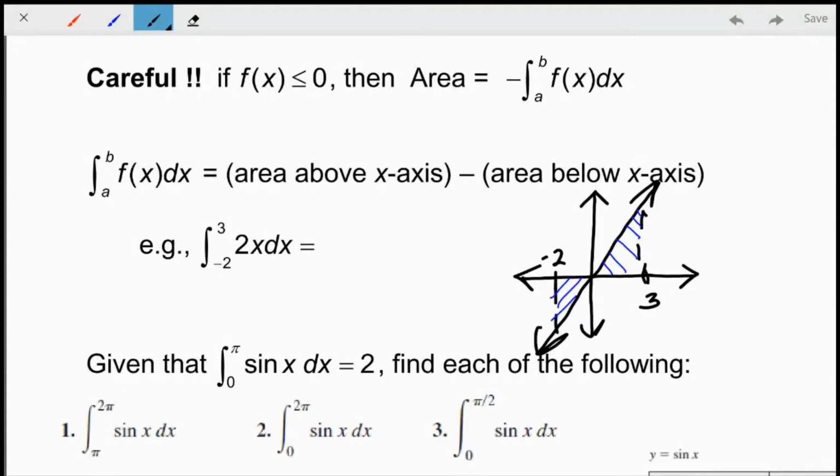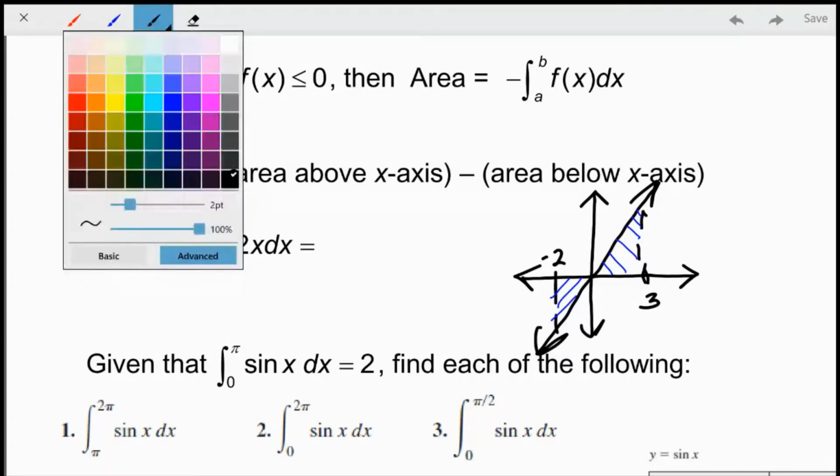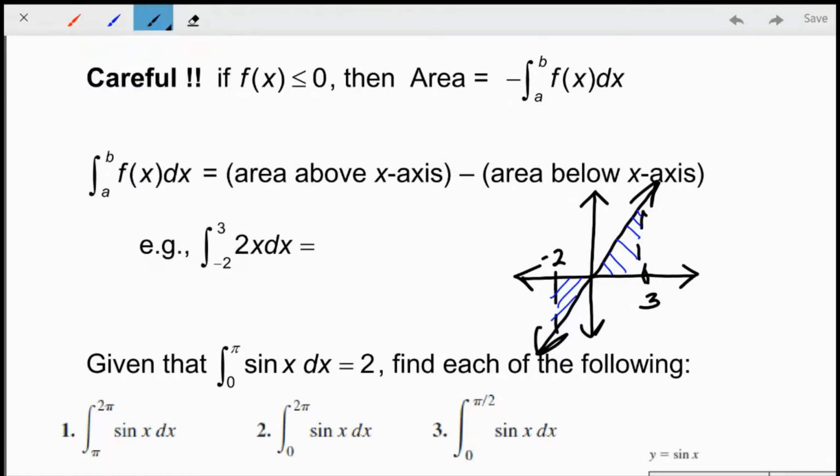So when I think about these with areas, if I were to find when x is equal to 3, the y value would be 6. So the height of this triangle is actually 6. When x is equal to -2, my function value would be -4, so the height of that triangle would be 4. Now if I'm going to evaluate the integral, I'm going to deal with the part that's above the x-axis first, 1/2 base times height, 1/2 of 3 times 6.